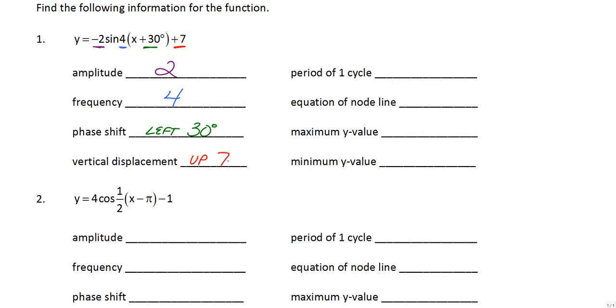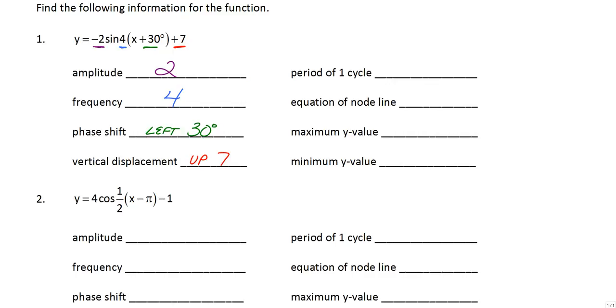So whenever we're talking about a phase shift or a vertical displacement or a vertical shift, make sure that we are talking in terms of up, down, left, and right. Don't say -30, don't say +30, don't say -7, but say left 30, right 30, up 7, down 7. Make sure you give a direction.